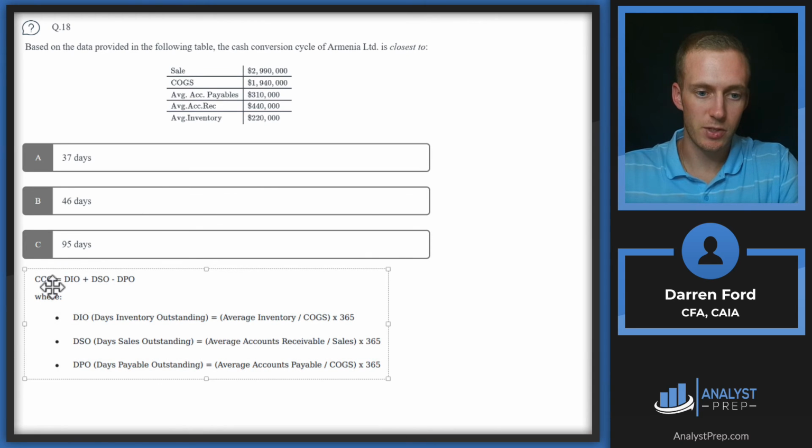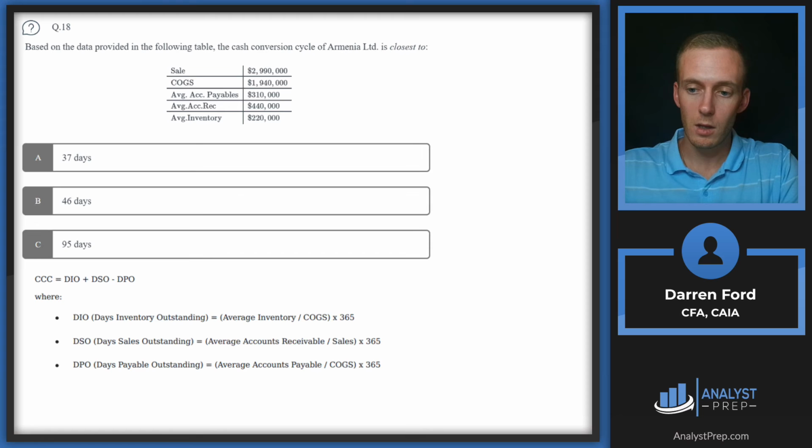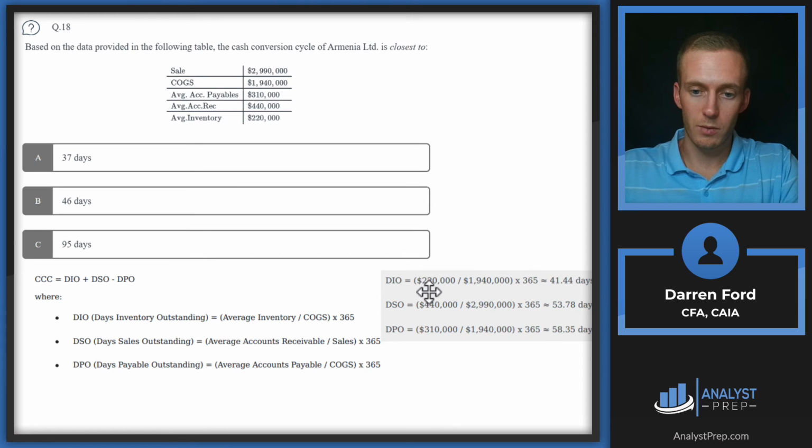We've got cash conversion cycle equals days inventory outstanding, basically how fast we sell our inventory, plus days sales outstanding, which includes that accounts receivable. This is how fast or slow we get paid after making a sale. And then days payable outstanding, which is how fast we're paying our own vendors. So it's kind of the inverse of the days sales outstanding. Let's walk through the numbers here.